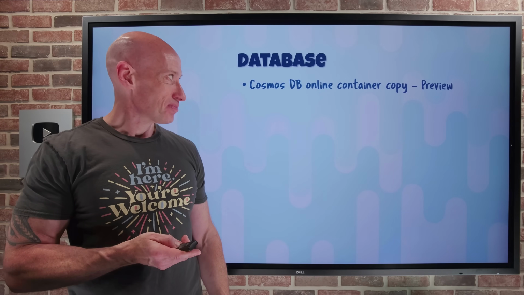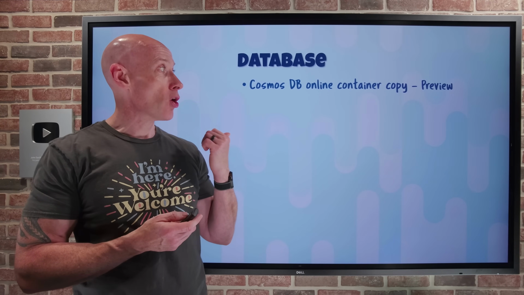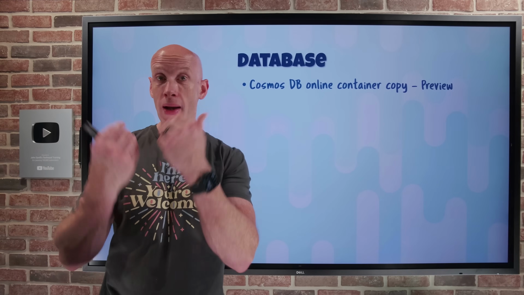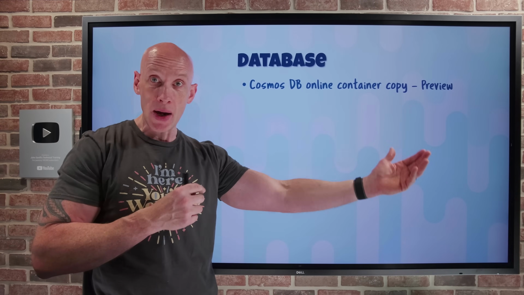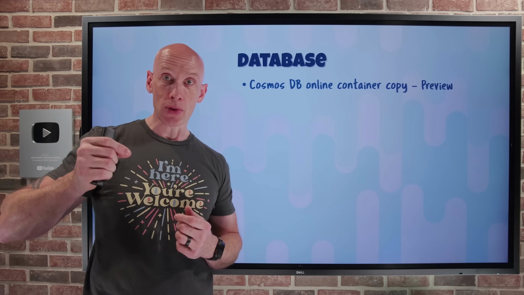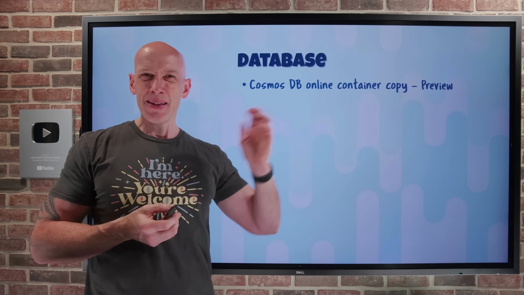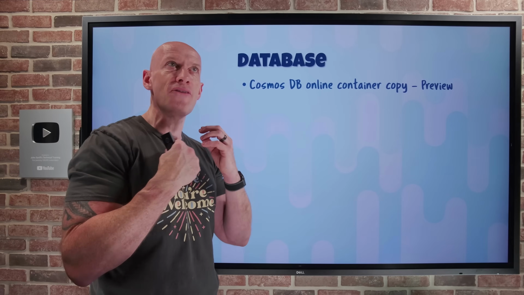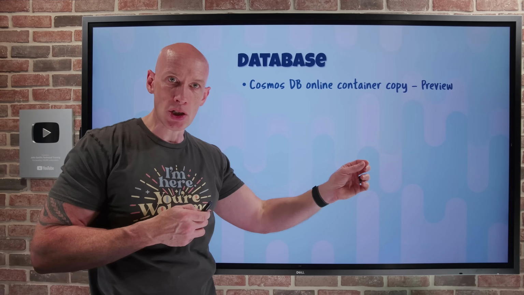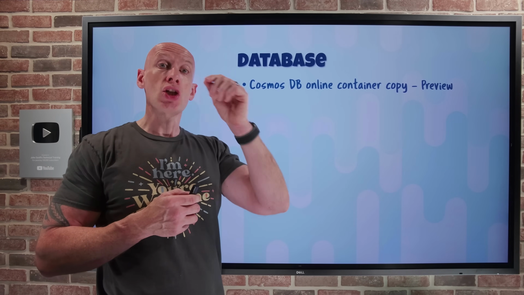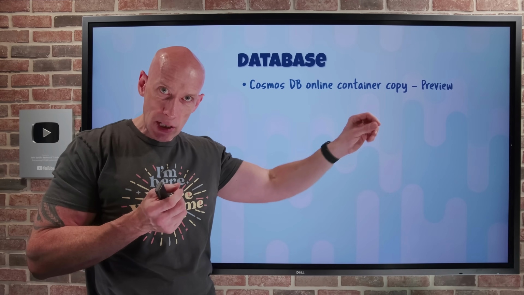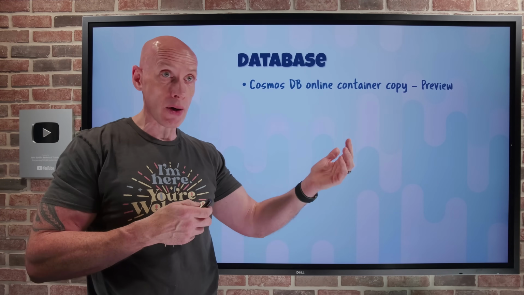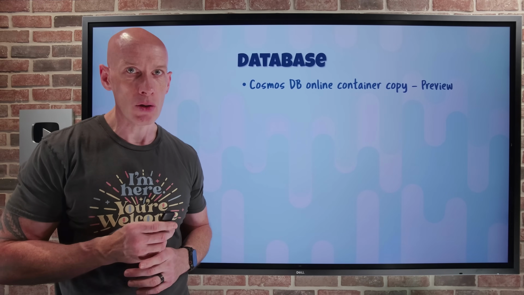Database. So Cosmos DB now has an online container copy in preview. It's just going to copy the contents of one container to another container in real time, but the source can still be in use. So maybe I just need another copy. Maybe I want to change the partition key. Maybe I want to update the unique keys, or there's some other feature I can only turn on at creation time. Well, it will leverage the change feed to just ensure all the data is copied over. It is going to consume throughput units on both the source and the target, but I can essentially do it while it's online.